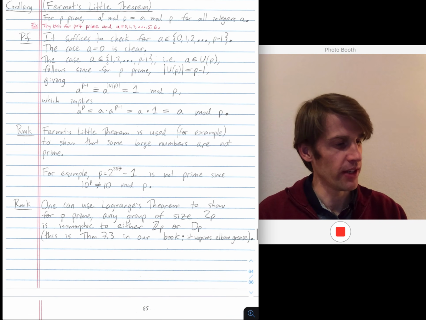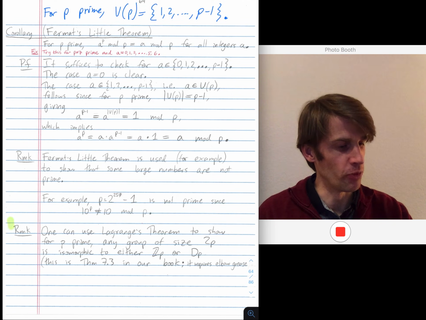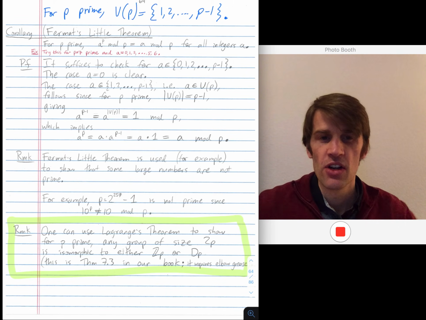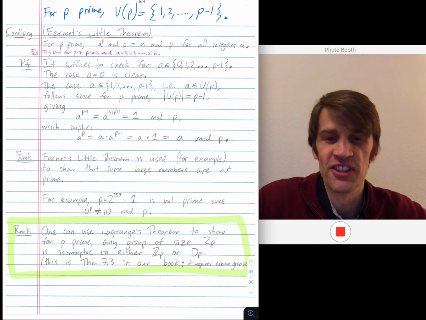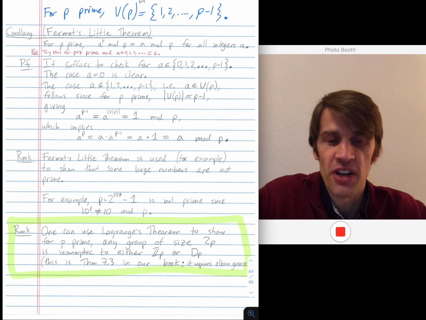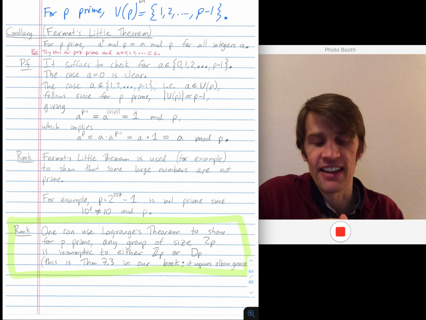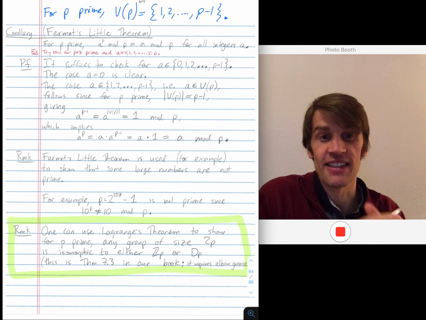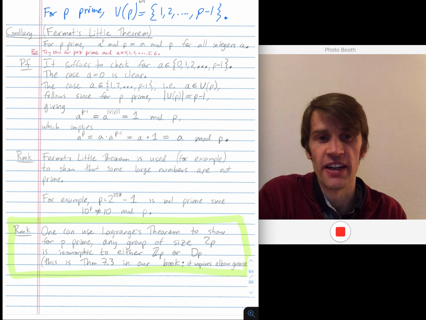What can you say if your group has size 2p, where p is prime? If your group has size 2p, where p is prime, then you're not necessarily cyclic. You're either cyclic, isomorphic to Z mod p, or you're isomorphic to this dihedral group, the symmetries of the regular polygon with p vertices.